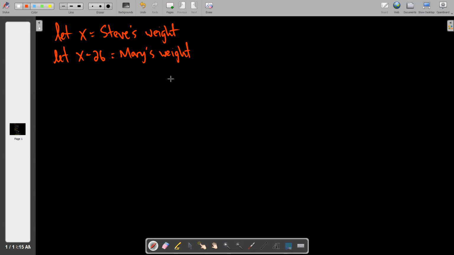And then finally, Norm weighs 33 pounds more than Mary. So off to the side here, I'll do a little bit of work. I'm going to take Mary's weight, which is x minus 26, and add 33 for Norm. And that should be x plus 7. Are we all in agreement to this point? Okay.